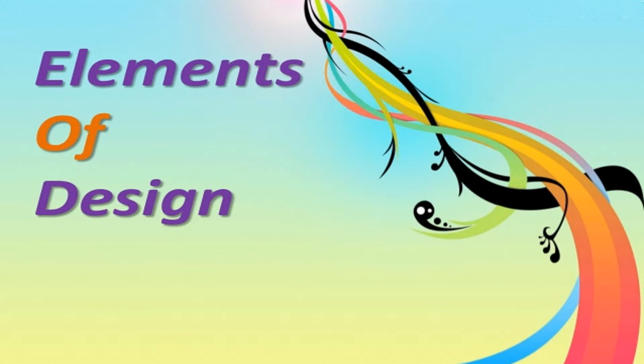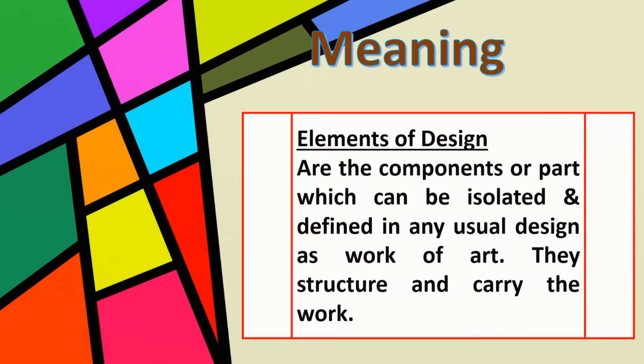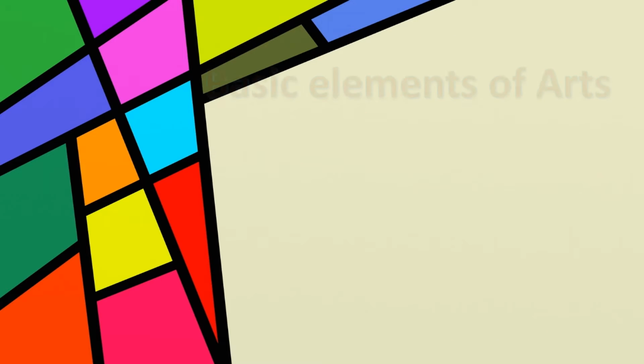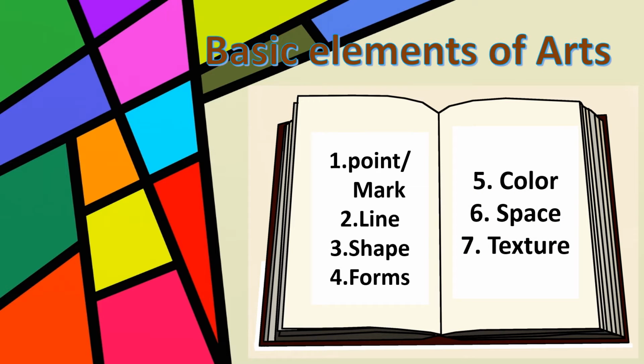So, next is the elements of design. Let me read the meaning of elements of design. These are the components or parts which can be isolated and defined in any design or work of art. They structure and carry the work. So we have the basic elements of art: the point, line, shape, form, color, space, and texture.